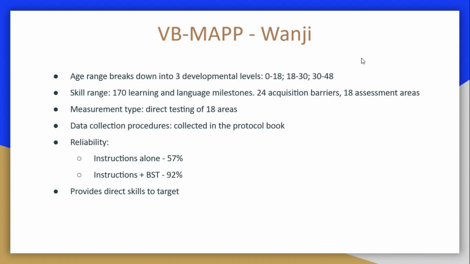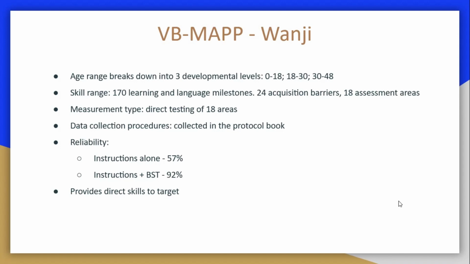All right, so the first assessment is called the VB-MAPP. It's actually an acronym which stands for Verbal Behavior Milestones Assessment and Placement Program. The assessment is broken down into 3 developmental areas: 0 to 18 months, 18 to 30 months, and then 30 to 48 months. And it covers 170 learning and language milestones.